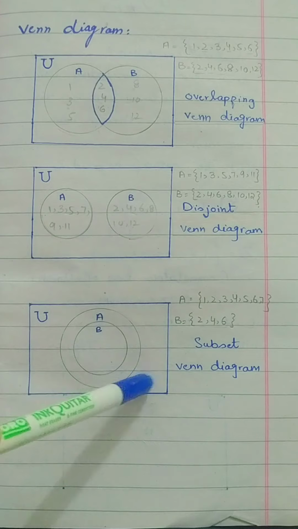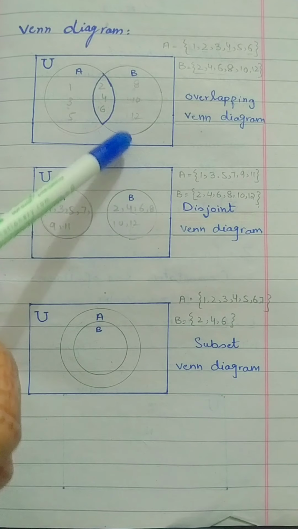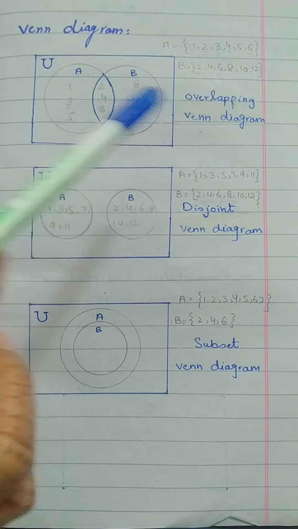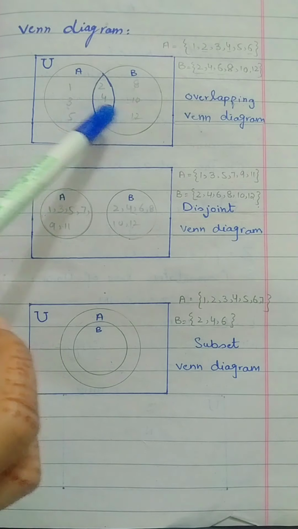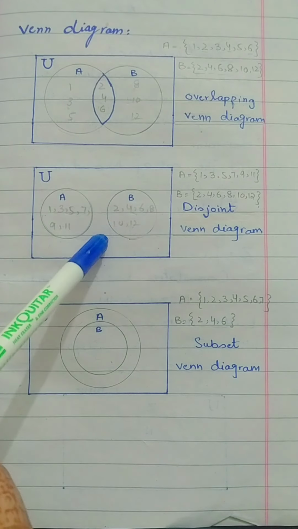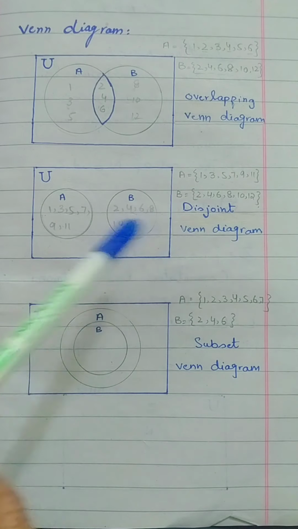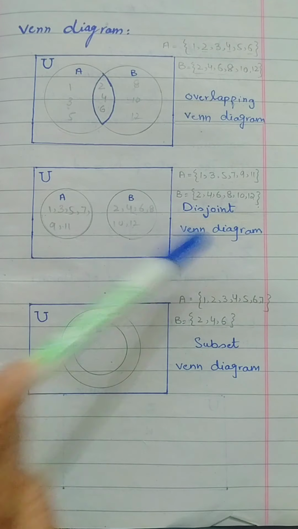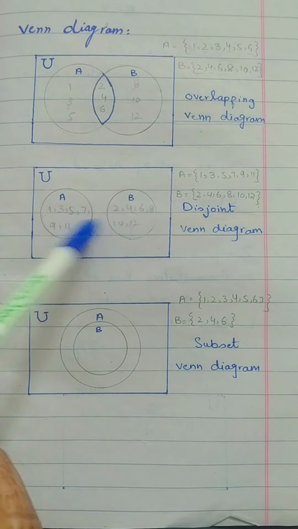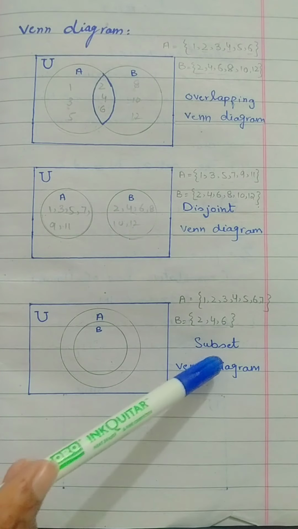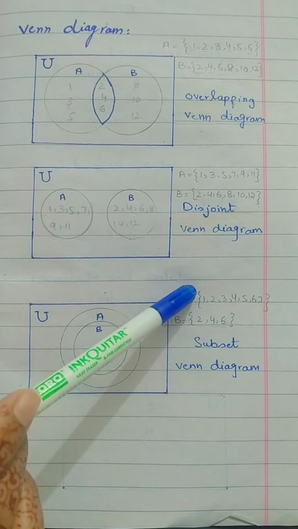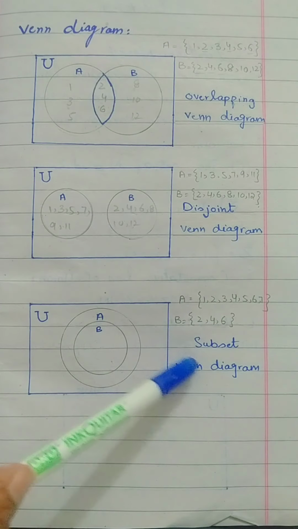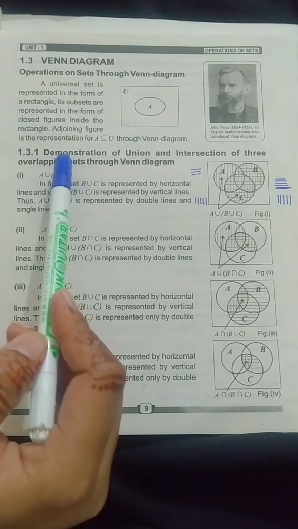There are three types of Venn diagram. The first type is overlapping, in which at least one element of both sets is equal. The next is the disjoint Venn diagram, in which there is no same element in both sets. And in the subset type, the set B is a subset of A. This is the subset Venn diagram.